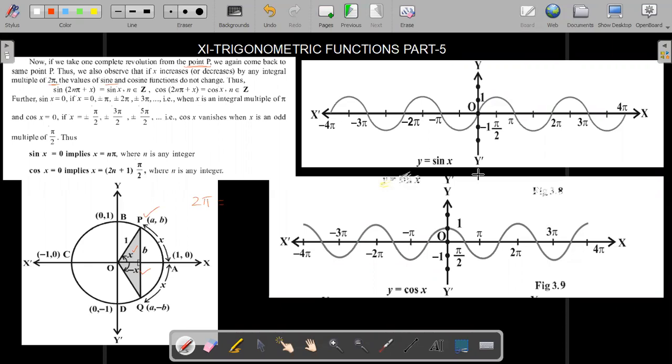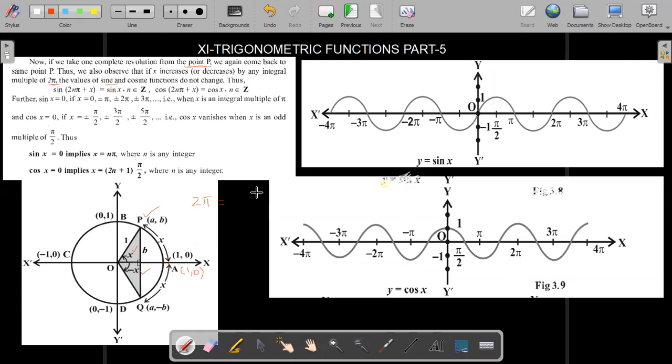We are going to discuss some values of sine and cosine and its graph. You know that this is a unit circle, having radius 1, so that's why it is a unit circle. You can see that this point is at a distance 1 from the origin, so its coordinates are given as (1, 0).